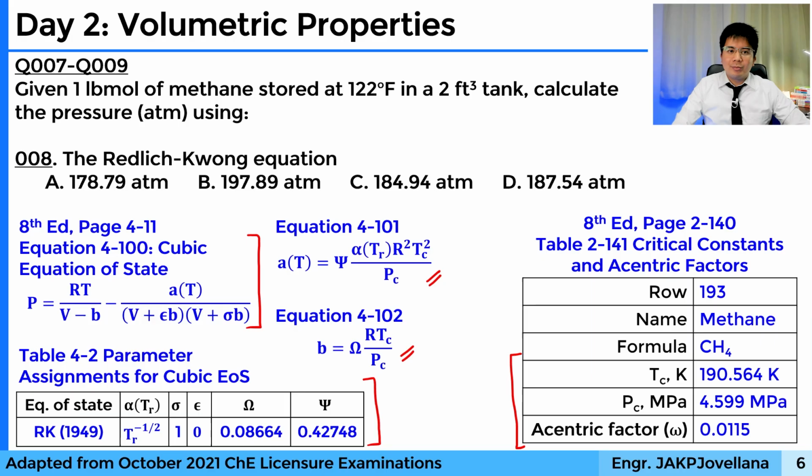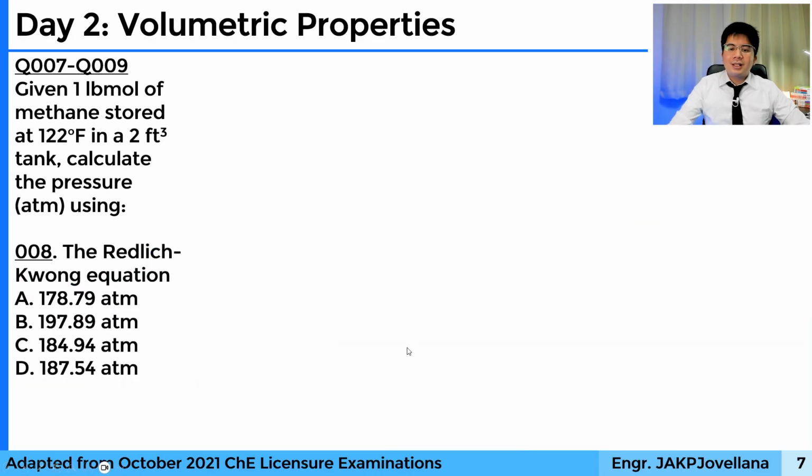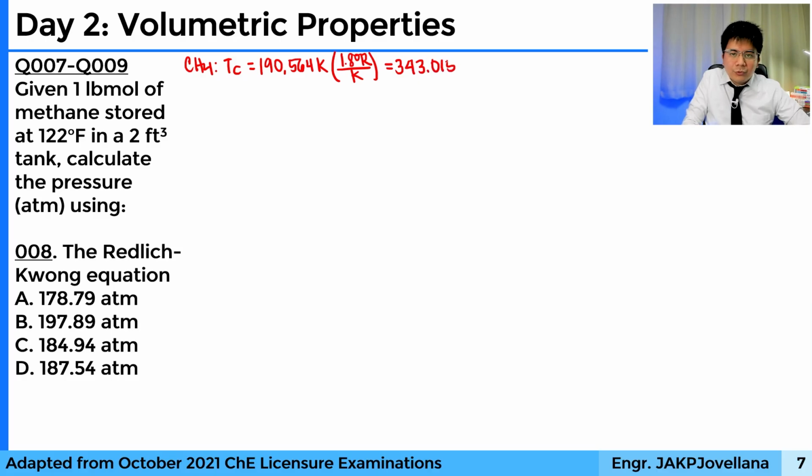To start solving this problem, let's first convert the critical constants of methane. For methane, CH4, the critical temperature is Tc equals 190.564 Kelvin. Let's convert this into Rankine, 1.8 degrees Rankine per Kelvin. So the critical temperature in English units is 343.0152 degrees Rankine.